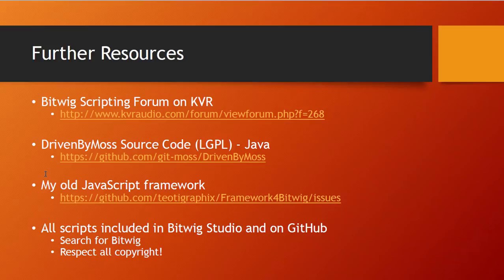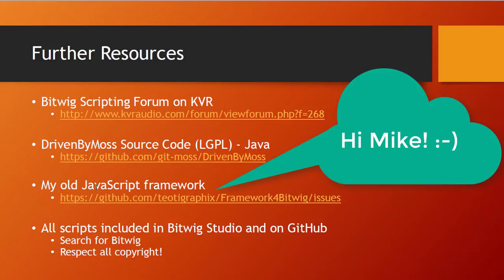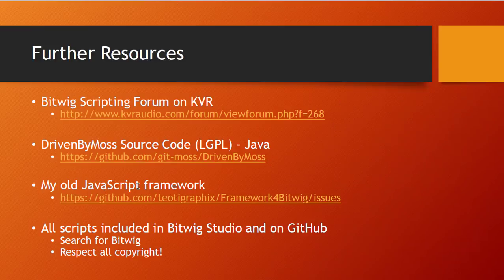And there is also, especially if you're developing in JavaScript, so Driven by Moss is written in Java, but if you're looking for JavaScript, I did a framework for that before, which is located here. I did it together with Teo Graphics, that's why it's on his GitHub page. And it's for JavaScript. It's not up to date. I think I did not update it for 2, so it's still version 1. But nevertheless, if you do JavaScript, you see a lot of tricks in there on how to develop with JavaScript for Bitwig. So quite some stuff to see there.